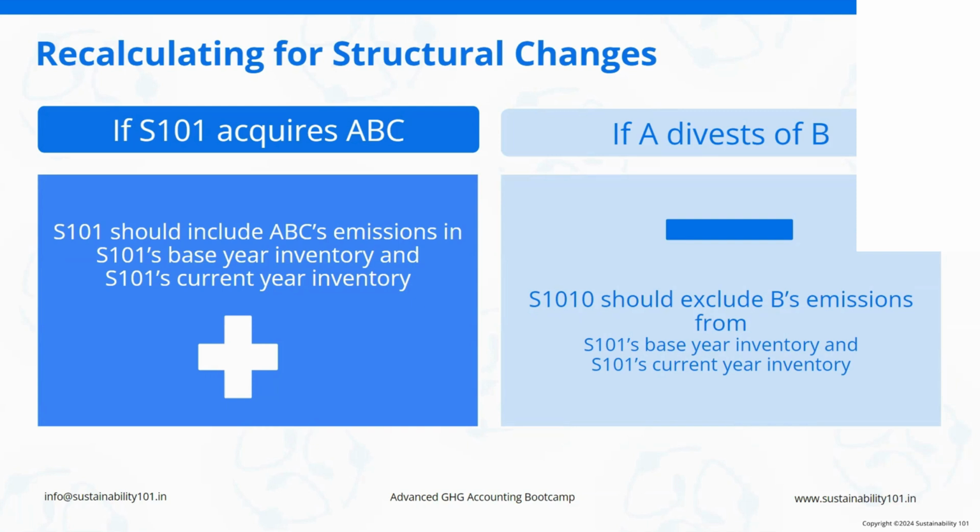Then if your company is disinvesting a particular company in the reporting year, say B company is now disinvested from a particular year, then you will have to readjust your baseline by subtracting B's emissions from the baseline. So that is how the recalculating of structural change will happen from the inventory perspective.